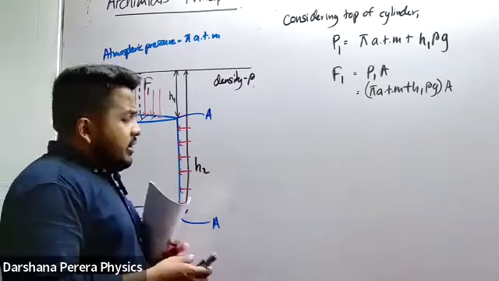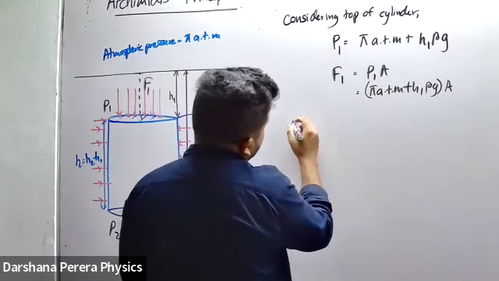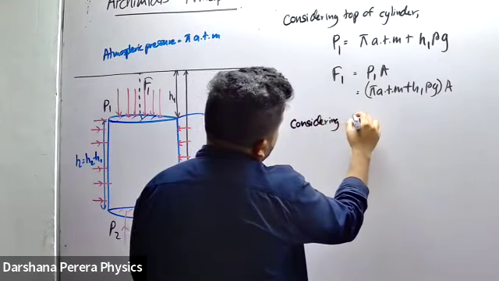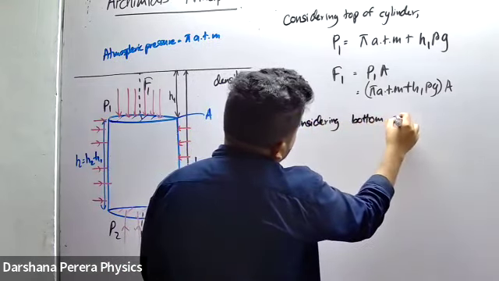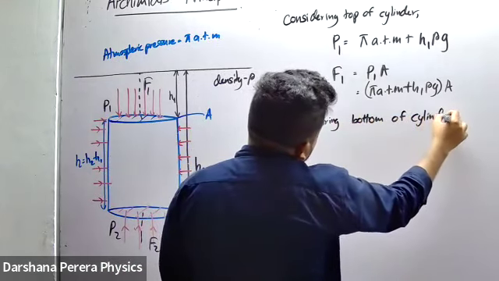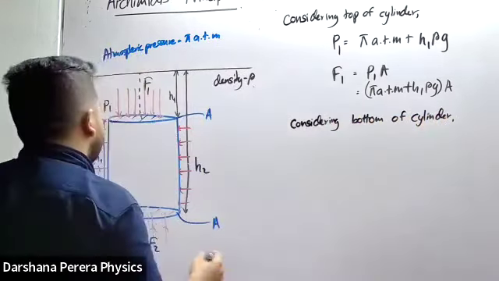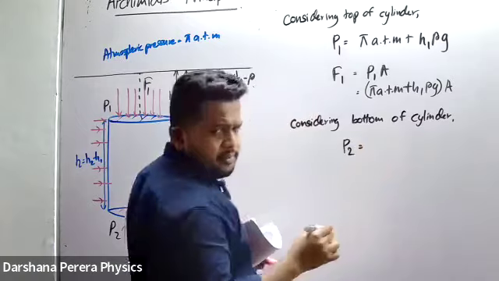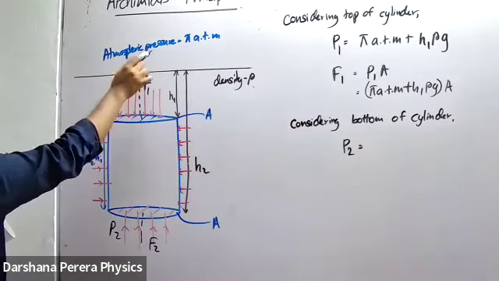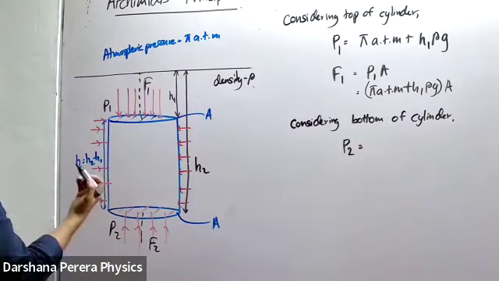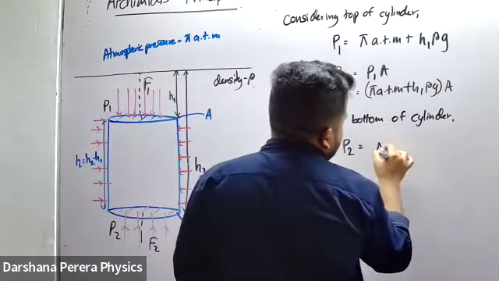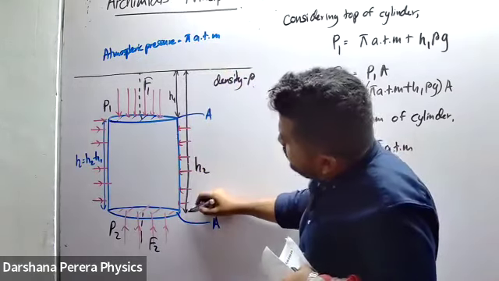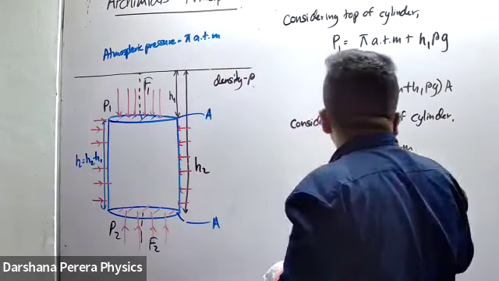Okay. Then when considering the bottom of the cylinder, bottom of the cylinder means this one. The pressure acting on P2. P2 equals to what? Tell me. P2 equals 5 ATM plus H2 rho G. Right? 5 ATM plus H2 rho G, I think it's clear.